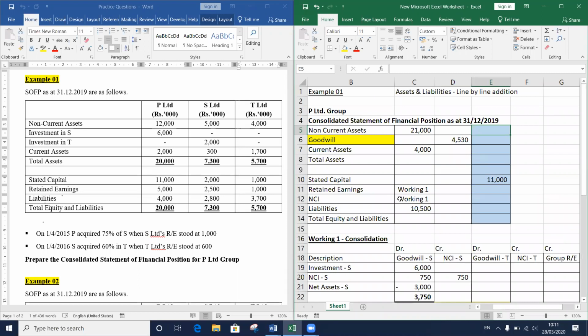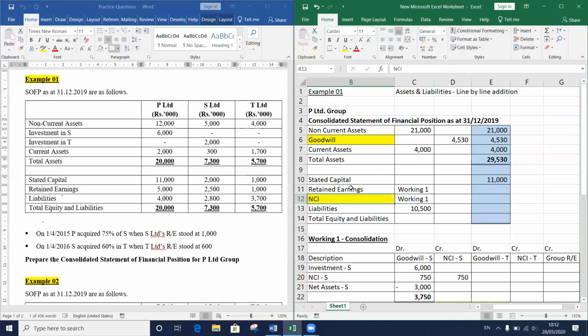Non-current assets, since there were no adjustments, the final value that should be shown in our consolidated financial position should be 21,000, right? Goodwill amount: since there are no other impairments, the final goodwill amount is 4530. Current assets had no adjustments, so after adding line by line the total is 4000. Then total assets is 29,530. Right, retained earnings and NCI here.